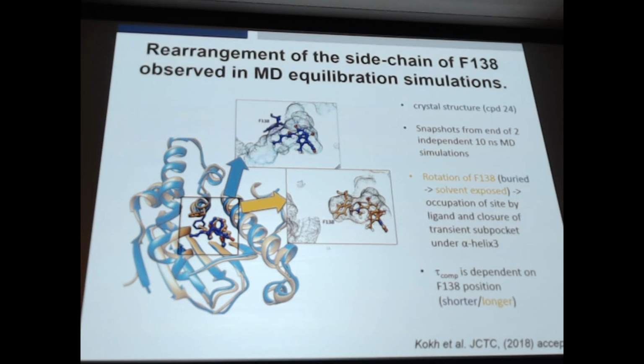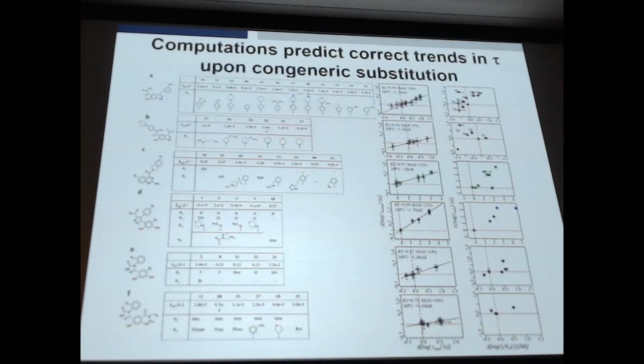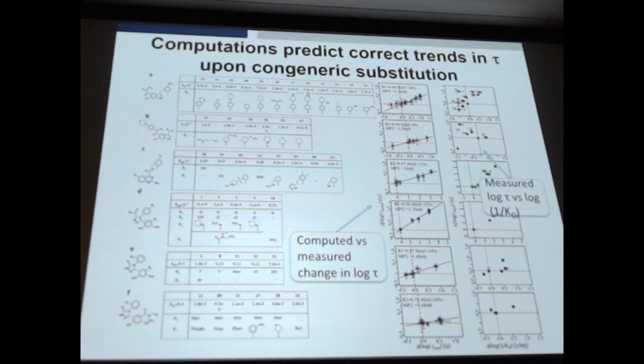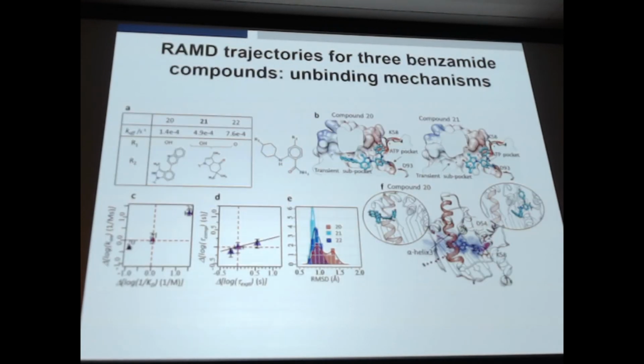So this is a general sampling issue we have to deal with looking at kinetics. I should just point out that within congeneric series, we can compute the trends correctly, in both cases where you do and do not have a relationship between the off rate and the binding affinity. And we can also get some mechanistic information here.